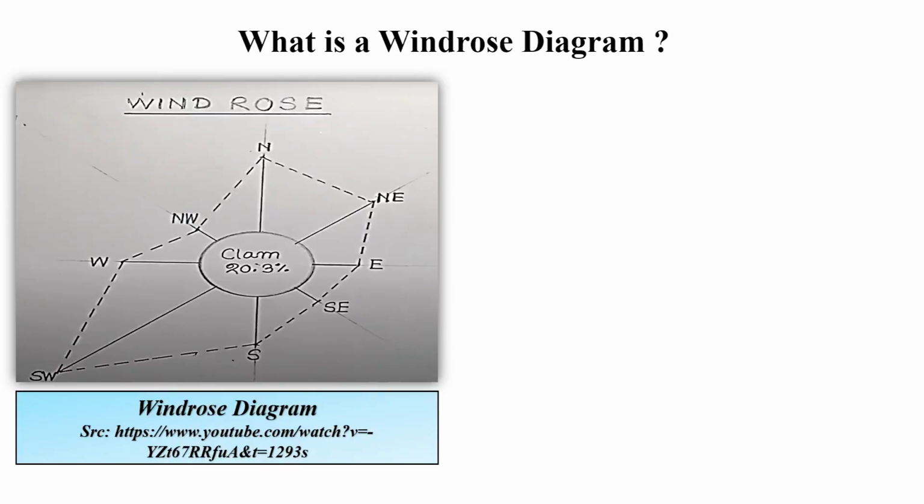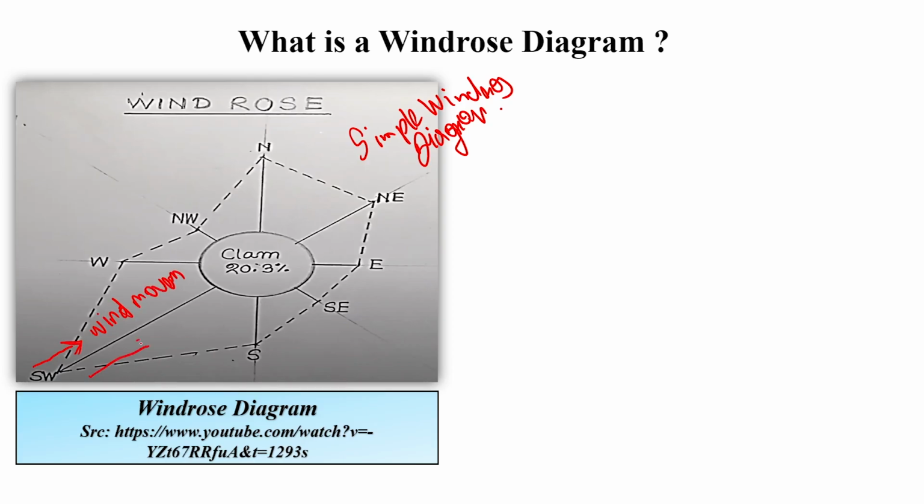So, what you are seeing here is a simple Windrose diagram, and it is being drawn manually with the help of a scale and a pencil. They have drawn this diagram. So, a very basic understanding from this is, basically I can see that from the southwest direction I am getting a lot of wind movement.